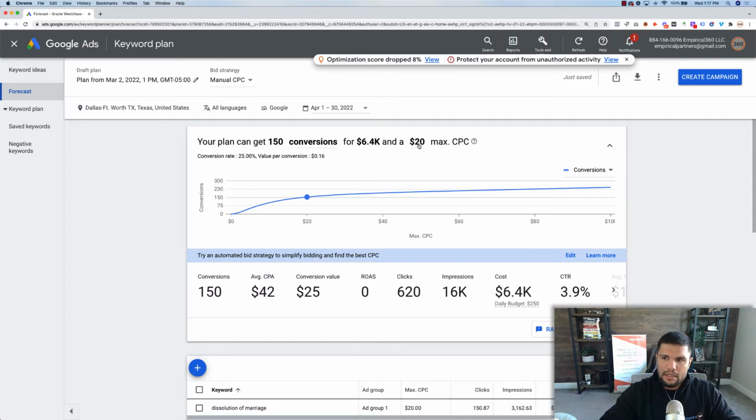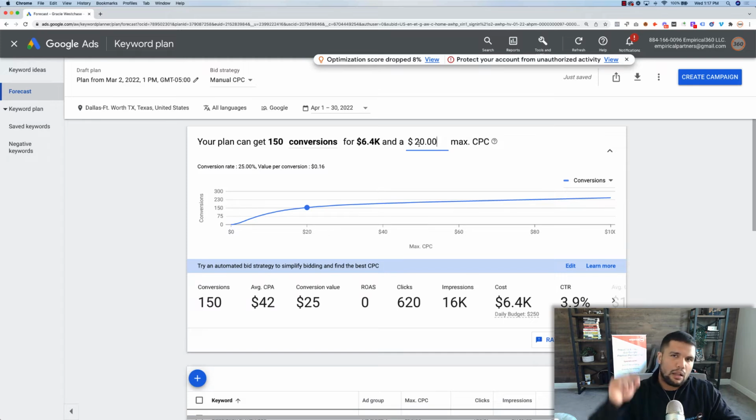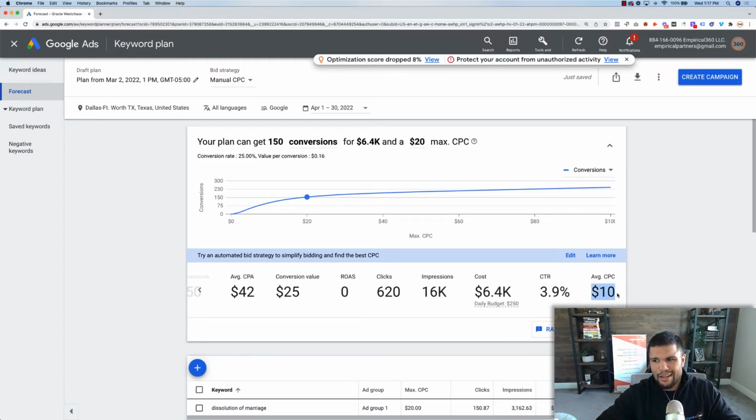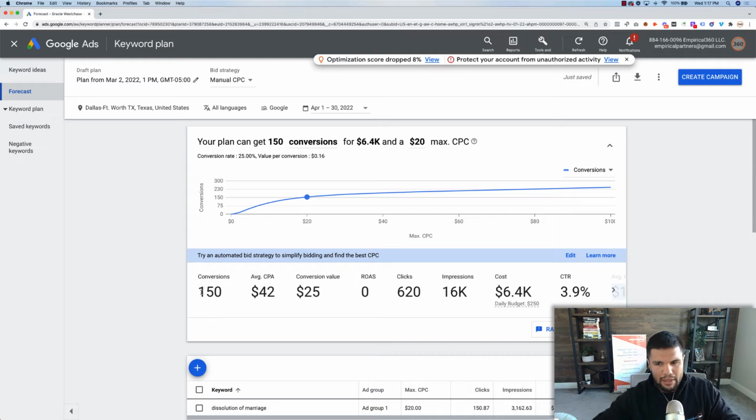So what I've said here is I'm willing to pay upwards of $20 per click. Now, you don't always pay that. What you'll end up paying on average is about $10 a click. So for someone to click your ad and go to your website, you'll pay $10. Okay, that's why they call it pay-per-click advertising.